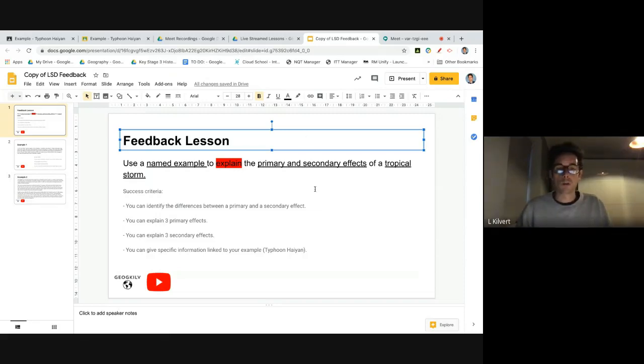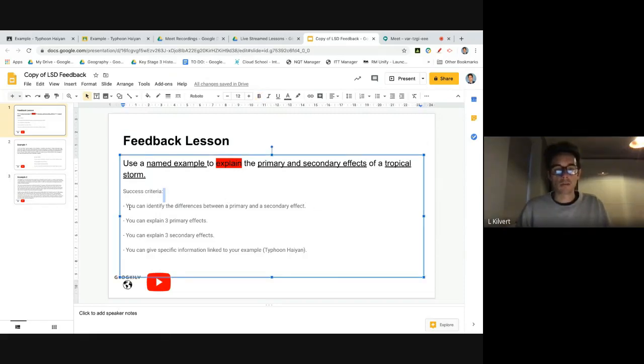Now, in order for you to answer that question, here's the success criteria. You needed to identify the differences between primary and secondary effects. You needed to explain three primary effects, which means that you needed to use connectives in order to do it. You needed to do exactly the same for secondary effects, and you needed to give specific information on a tropical storm. Remember, anyone can say that tropical storms destroy buildings. The people that are going to get the marks are the people that know the real world examples of places and locations across the world.